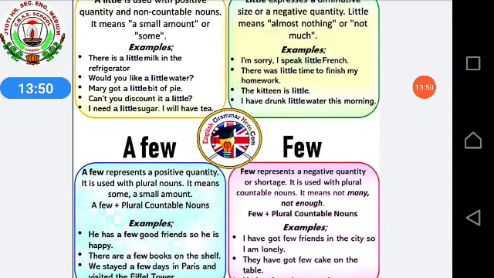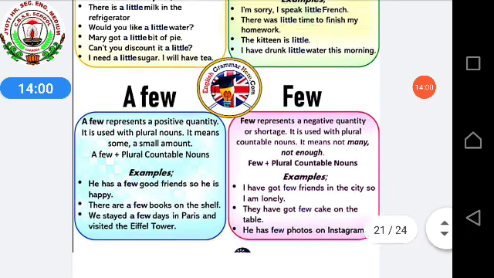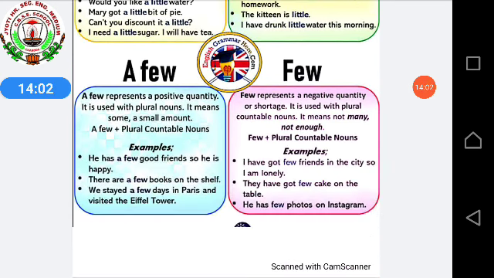Few. Few represents a negative quantity or shortage. It is used with plural countable nouns. So, a little, little used with non-countable. A few, few used with countable. That too plural countable nouns. Examples of few you see.